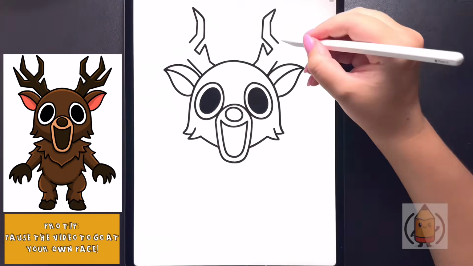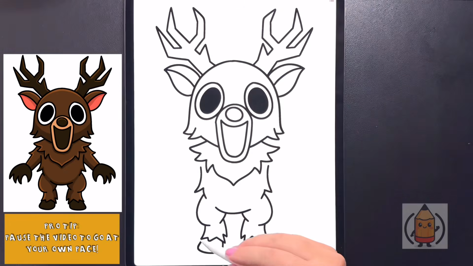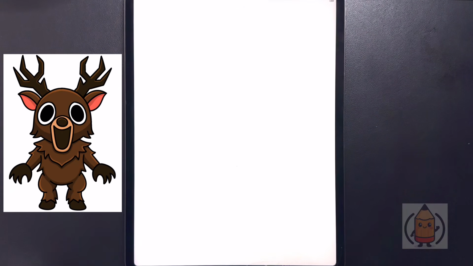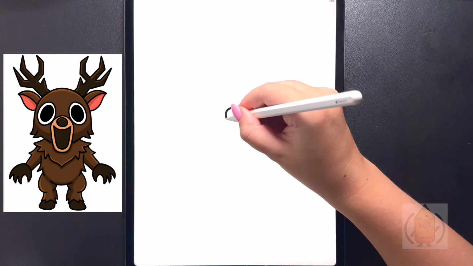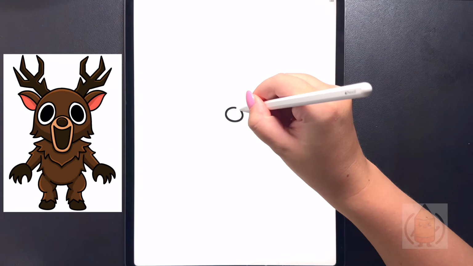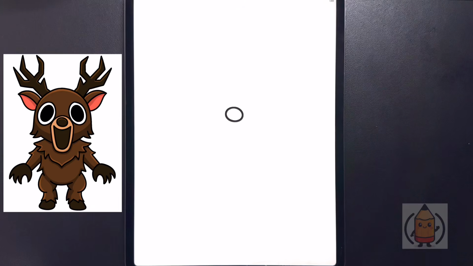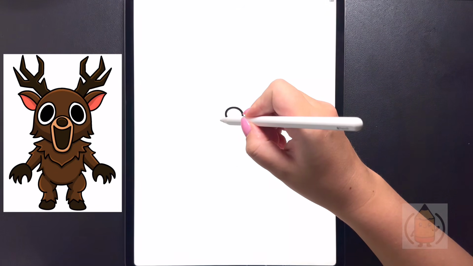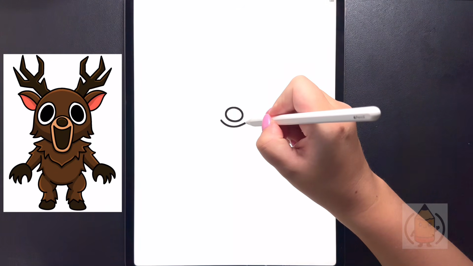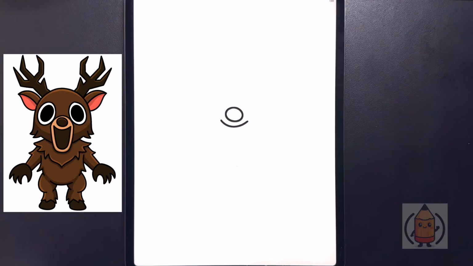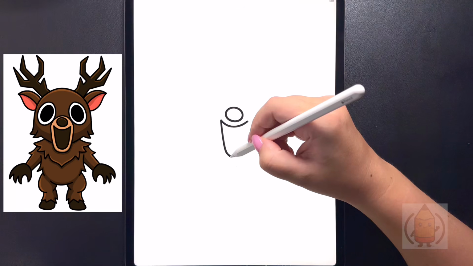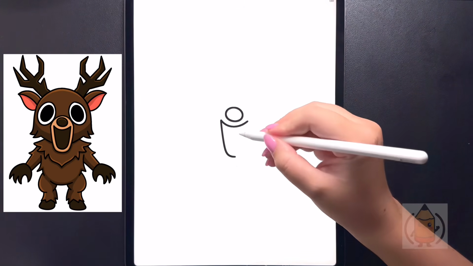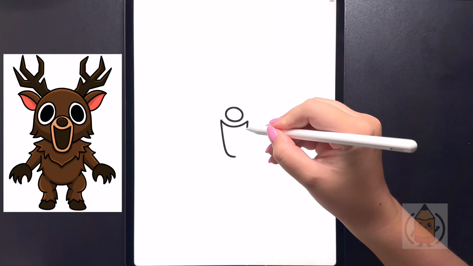Today we'll be learning how to draw the deer entity from 99 Nights in the Forest. So first we're going to get started with the nose, and we're going to draw in a sideways oval. We're going to come underneath for the mouth, drawing in a curved line from left to right. We're going to, on the left, bring this line down, flattening that out as we come in towards the middle. And then we're going to do the same on the right.